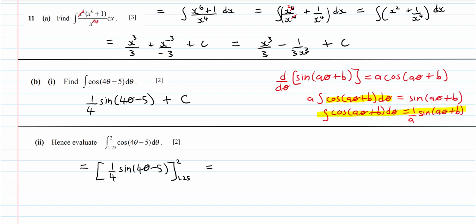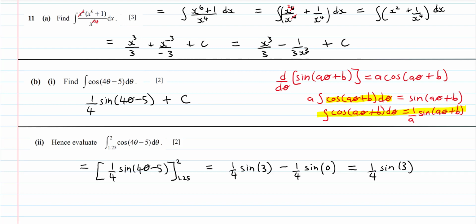So that equals then 1 over 4 times sine of 4 times theta. So if theta is equal to 2, 4 times 2 is 8. 8 minus 5 is 3. And then we subtract our 1 over 4 times sine of 4 theta, with theta equal 1.25. So 4 times 1.25 is 5. 5 minus 5 is 0, so we get sine of 0. So sine of 0 is just 0. So this then equals 1 over 4 times sine of 3. So that's the exact answer.